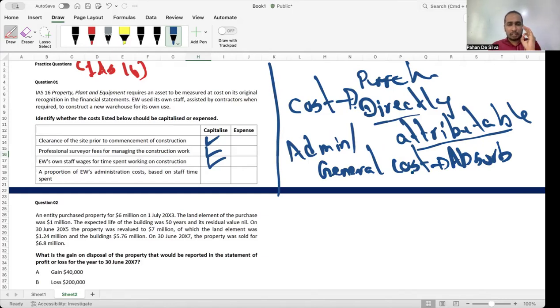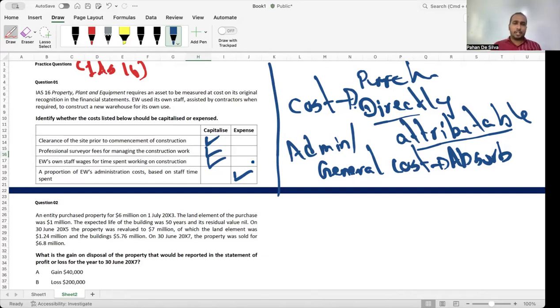IAS 16 is clearly stating that we can't capitalize that kind of general administration cost, because it is not incurred specifically on this construction. It is incurred for the management of the business and administration in general. Therefore, it is not directly attributable to this construction, so you can't recognize it as a cost of the asset, so you can't capitalize it. Instead, you have to expense it. You have to charge it to the statement of profit or loss as an expense during that period, right? So this is the understanding you should have.